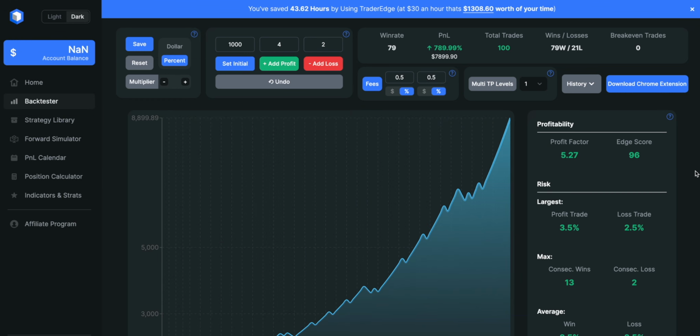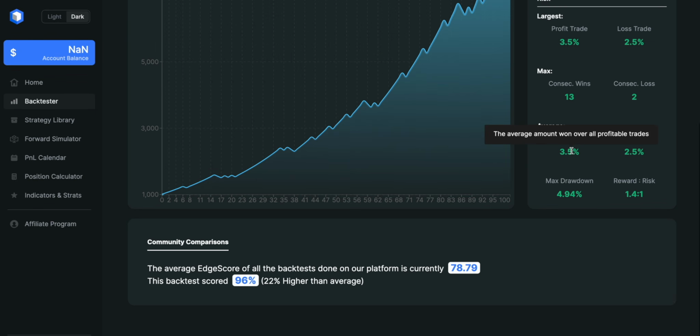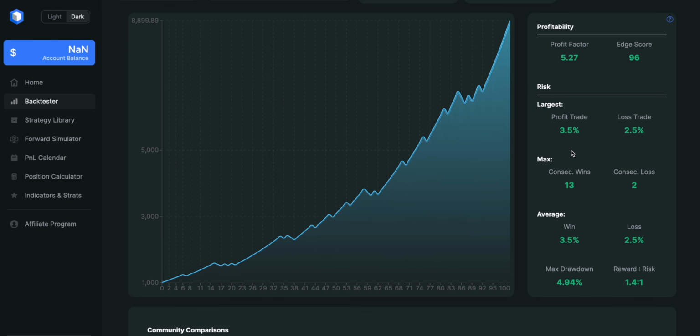Okay, now let me show you the backtesting results after taking 100 trades with this strategy. The win ratio is 79%, which is crazy high for a 5-minute scalping strategy. The gain on the account is almost 790%. These numbers are insane considering the fact that I was risking 2% of my account per trade. The profit factor is 5.27, and the maximum drawdown does not exceed 5%. So yeah, the strategy is indeed working. All you need to do is to forward test it with paper money first.